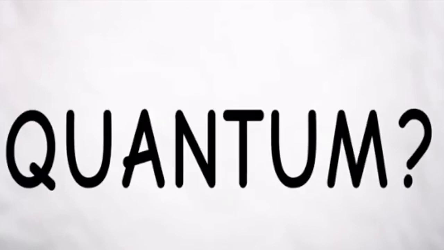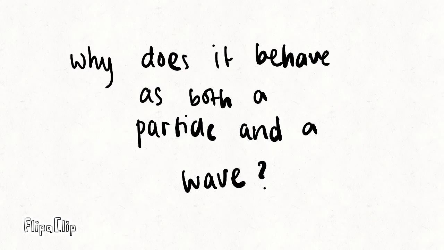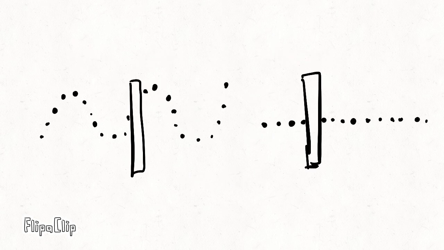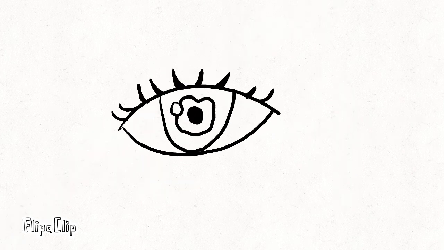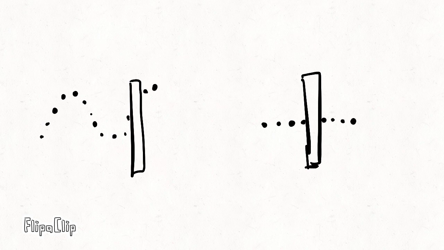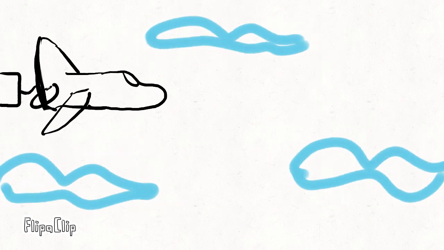Why does it behave as if it was both a wave and a particle of matter? Why did the observer collapse its behavior simply by looking at and watching the electron go through the slit? And it all remains a mystery.